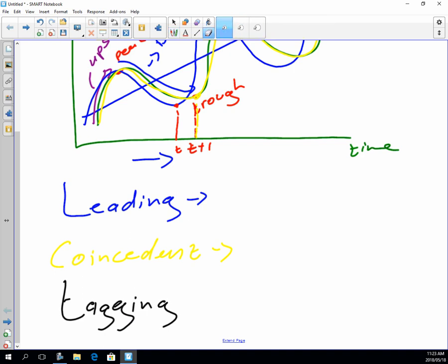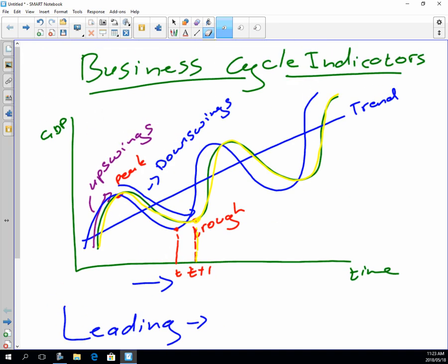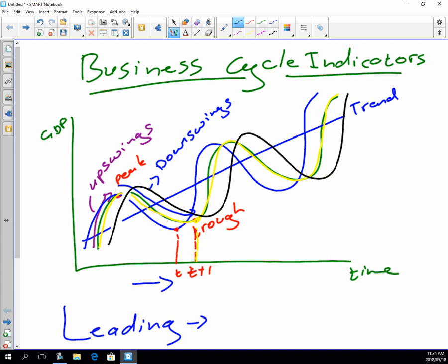The lagging indicator would actually occur after the business cycle. The lagging indicator would look something like this. We can see now that if we compare the two, the trough of our business cycle and the trough of our lagging indicator, the turning point of our business cycle occurs before the turning point of the lagging indicator. The lagging indicator essentially lags behind the business cycle. And those are your three business cycle indicators.